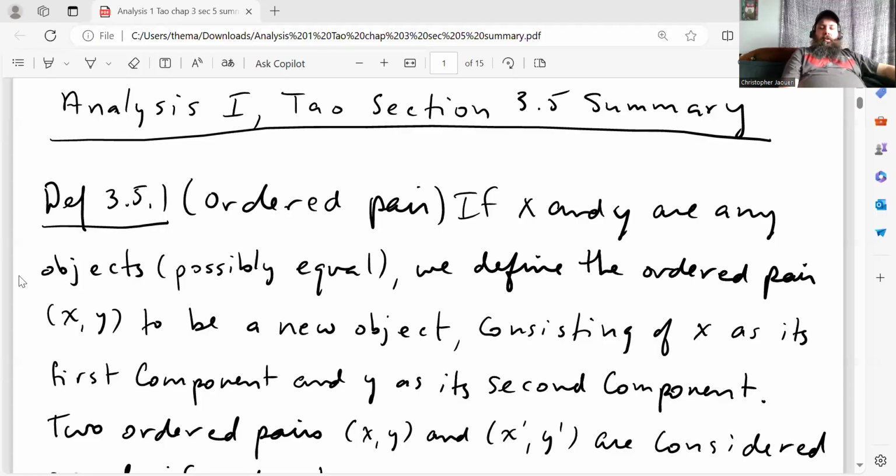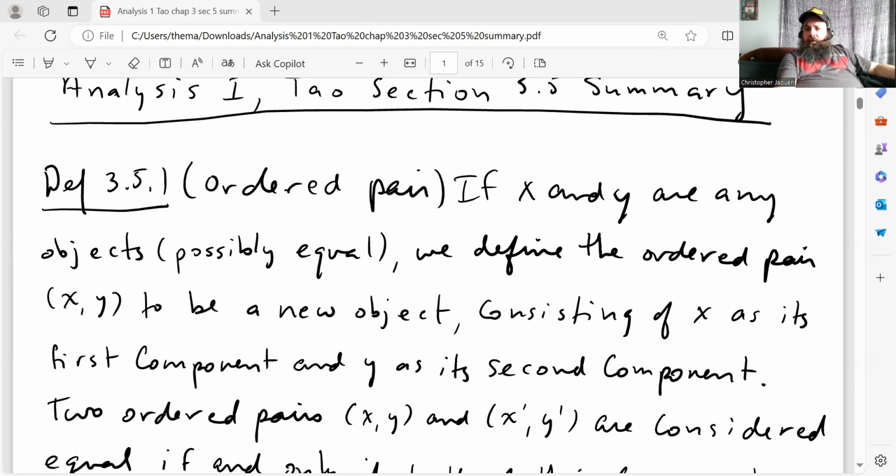Okay, section 3.5 in Tao is on ordered pairs and Cartesian products, which I mentioned in the last video. So let's go through it. All right, he starts with the definition of what we mean by an ordered pair.